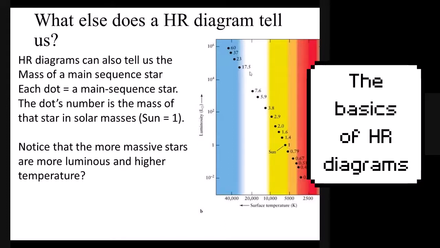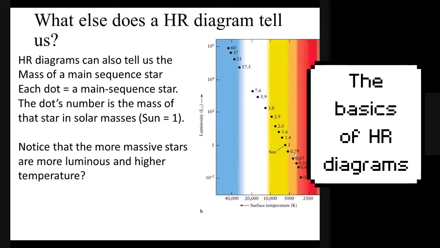As you go higher, you'll notice that the luminosity also increases. So the more mass you have in a main sequence star, the higher the luminosity. The less mass, the lower luminosity. So at least for HR diagrams in the main sequence, more mass, brighter, less mass, dimmer.